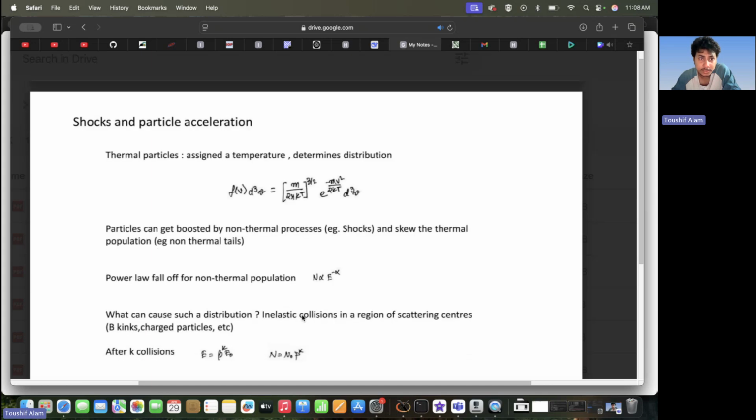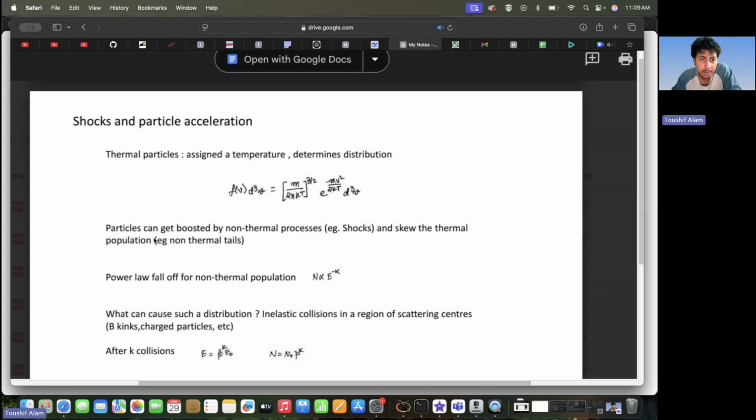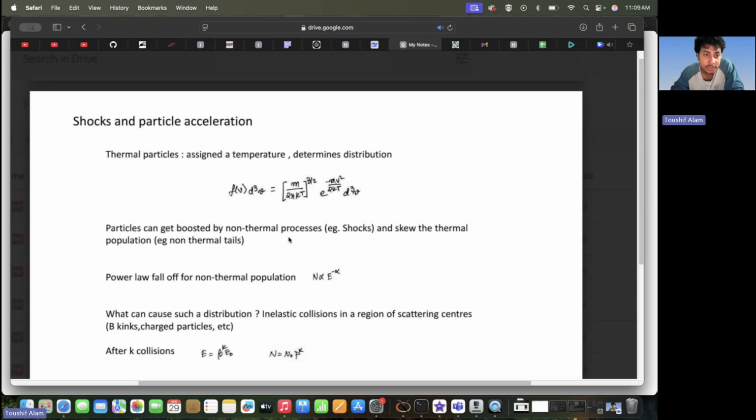The two-temperature plasma: later we need these kinds of things for the model. Shocks and particle acceleration. Thermal particles are assigned a temperature that determines the distribution. This is the distribution formula. This is the standard Maxwell-Boltzmann distribution. Particles can be boosted by non-thermal processes. Shocks skew the thermal population. The non-thermal population follows a power law, that is n proportional to E to the minus alpha.